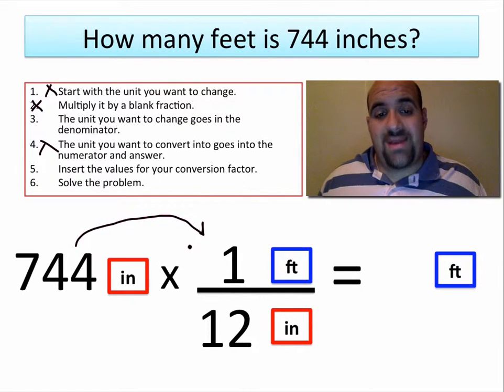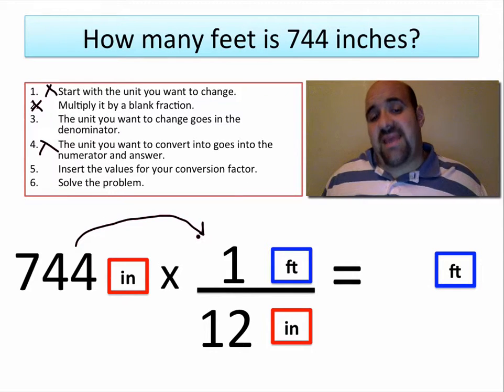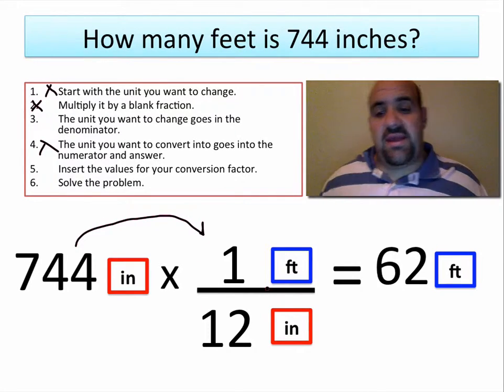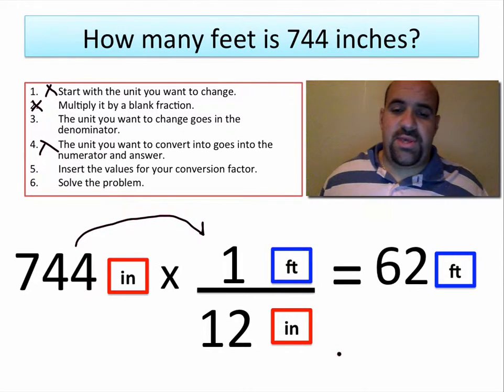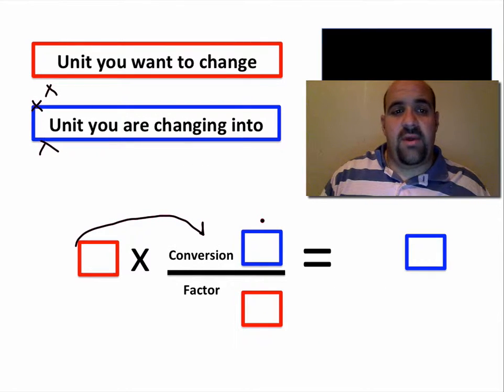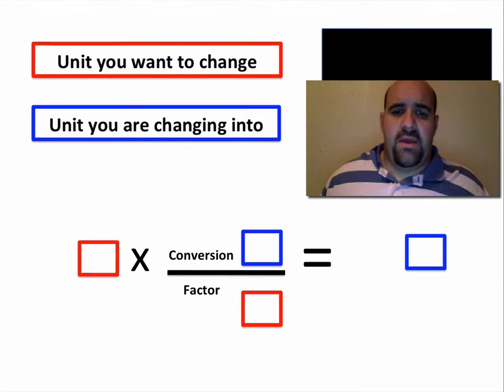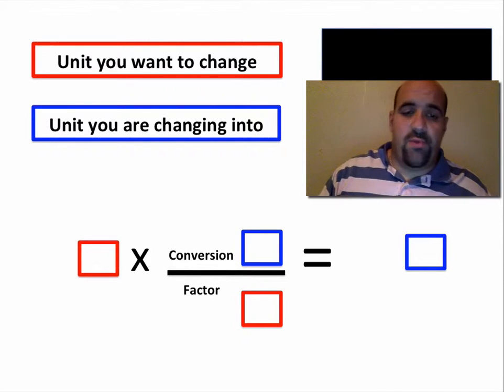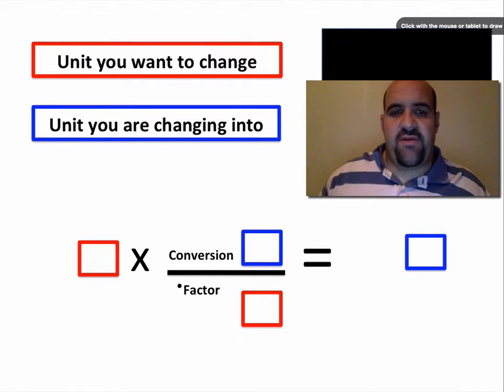744 times 1 is 744. 744 divided by 12. This line is a division sign, and that's going to equal 62 feet. So again, this little setup helps you convert units from one form into another. And this is a little helpful guide here. You can maybe put this in your notebook or color code it or just get into the habit of using it. It is very helpful.